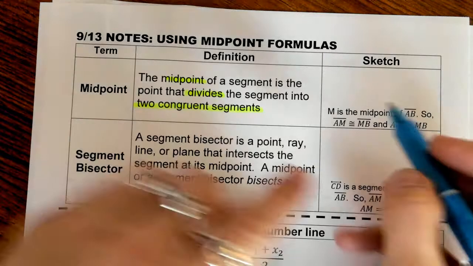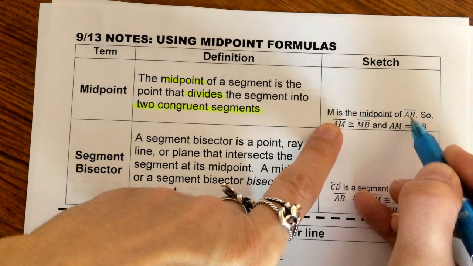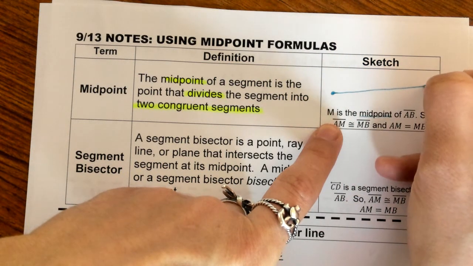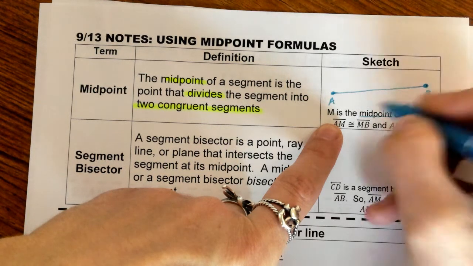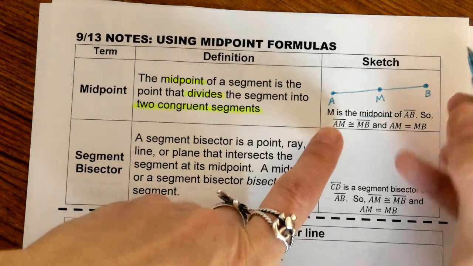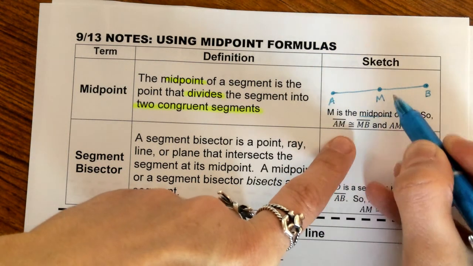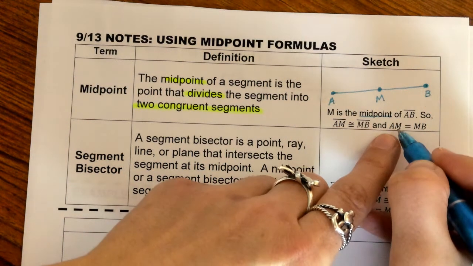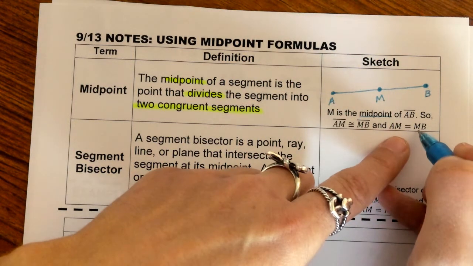So we'll go ahead and draw what we have over here. M is the midpoint of segment AB. So we want to draw segment AB. Remember, we don't have arrowheads because it stops. Segment AB, M is the midpoint. So what that means here is segment AM will be congruent to segment MB. Remember, we talked about segments are congruent. The length, the number value of AM will be equal to the number value of MB.